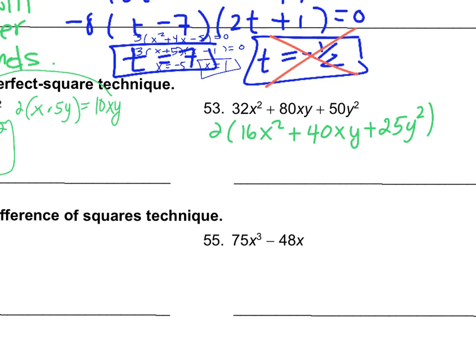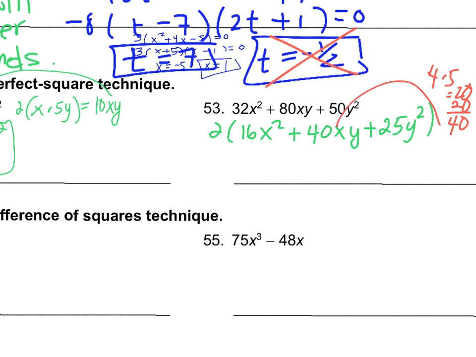Now you could check if this is a perfect square by taking the root of our first number, which is 4, and writing it down off to the side, 4, taking the root of the last number, which is 5, and we get 20. Now double that up, so 20 and 20 is 40, and is that the middle number? Yes. So that means this works.